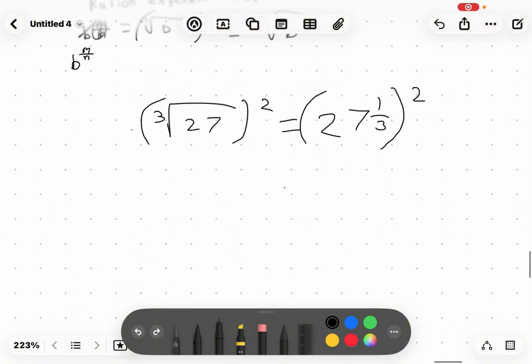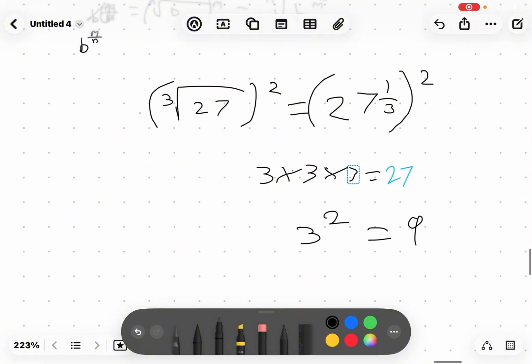Kind of like that. And what this means is it's asking us what number times itself three times gives us 27. So 3 times 3 times 3 equals 27. So the number is 3, and it's just going to be a 3 because we cancelled this. We kind of solved this. And then we have the 2 left. It's going to be a 2, so this equals 9. Easy.